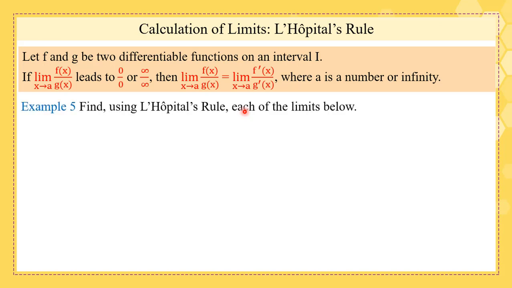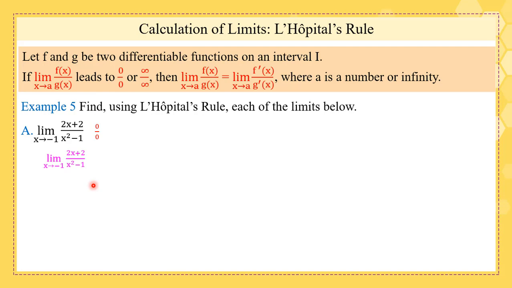Now let's see this example. We need to find each limit using L'Hopital's rule. Now what is the limit of this quantity? By substitution, we have to use substitution in order to see whether it leads to 0 over 0 or infinity over infinity or not. So if x is negative 1, we get negative 2 plus 2, which is 0. And in the denominator, we get 1 minus 1, which is also 0. So this limit leads to 0 over 0, so we can use L'Hopital's rule.